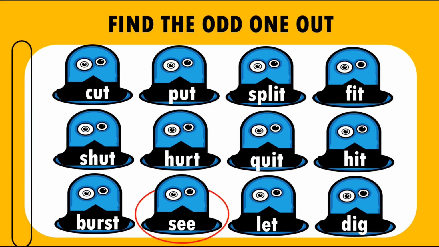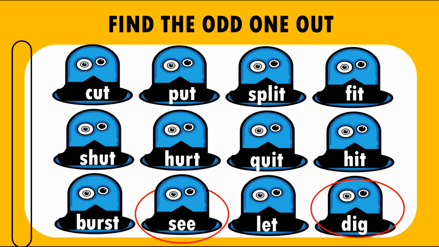Did you figure this one out? Oh my gosh, there are 2 verbs that should be out. Okay, let me explain this to you. The verbs cut, put, split, all of these verbs do not change in the past and they do not change in the past participle. So these verbs remain the same.